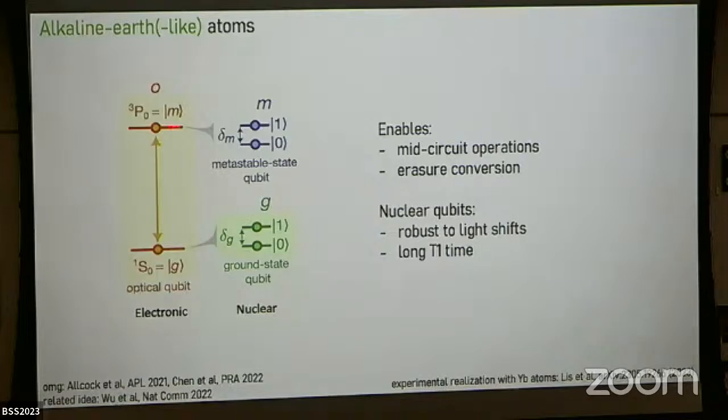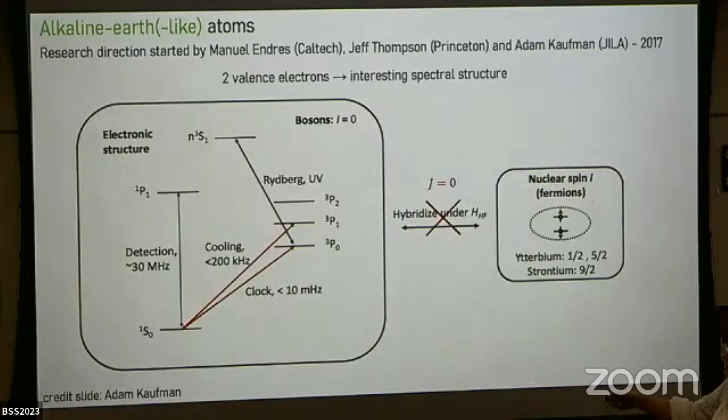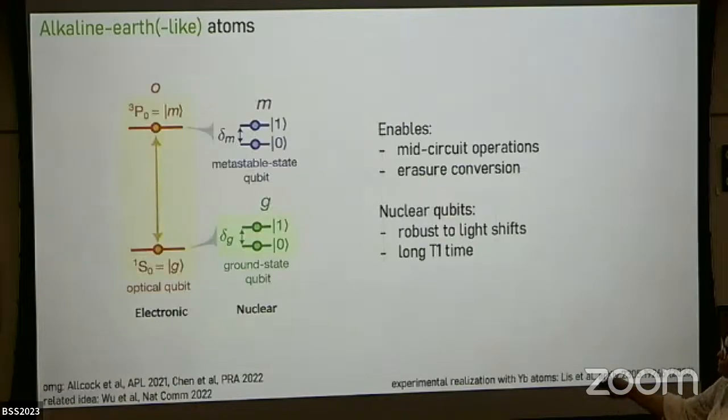So this is an idea that was originally proposed for ion qubits, but has been recently translated into atomic qubits by the group of Adam here at Jülich. So what you use here is the fact that you have 3 different types of qubits that you can use. One is the optical qubit. So as I showed you before, you can couple your ground state to these 3P0 states. So this was your metastable state here, where you have the clock transition.